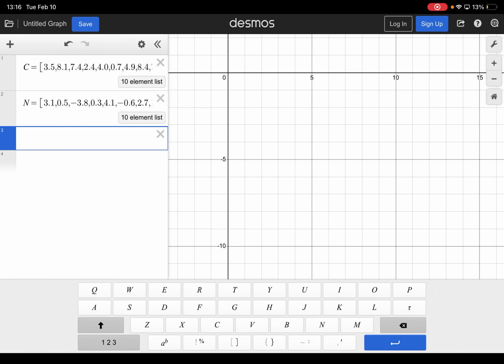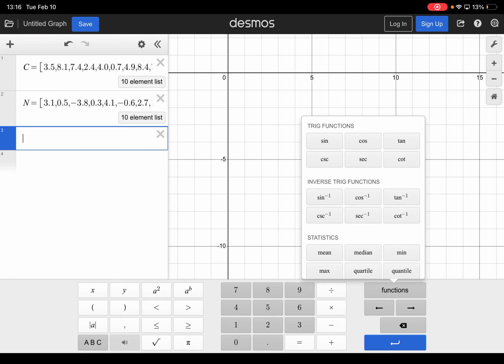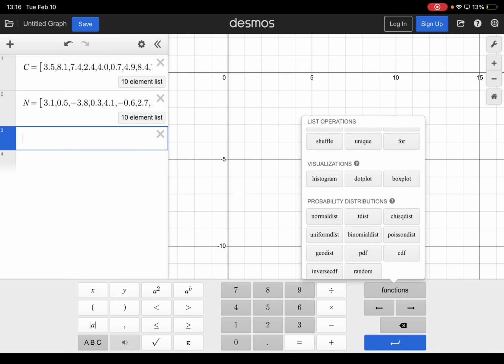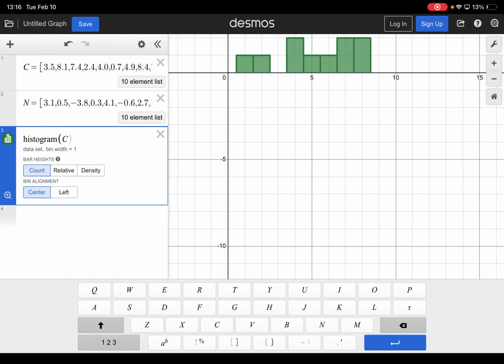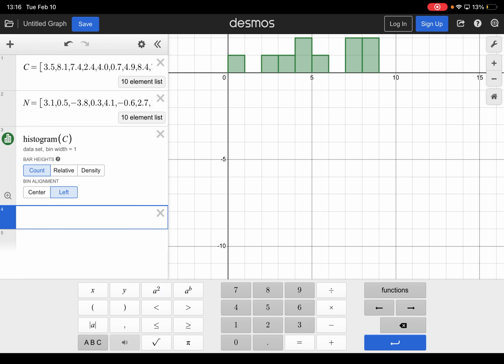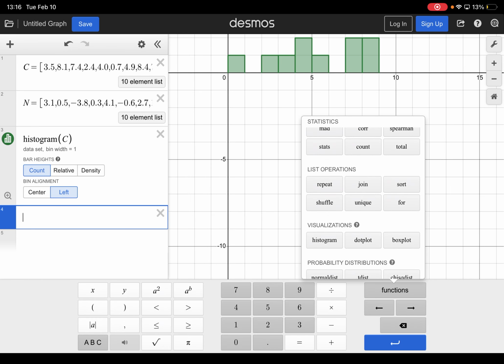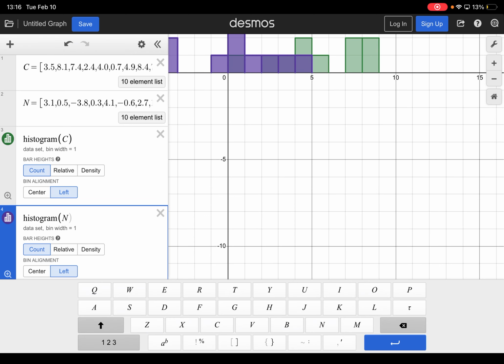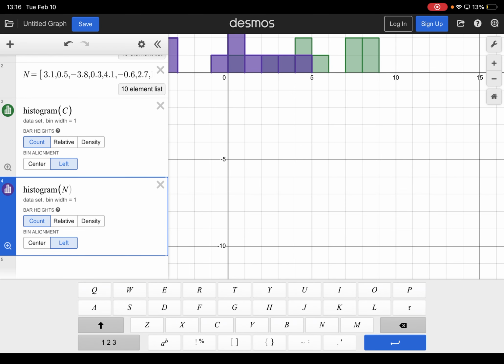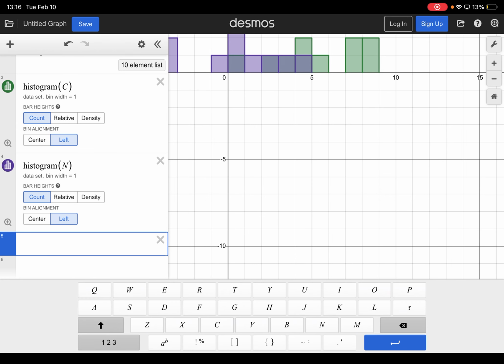So the first step, remember, is to go to functions, scroll down to visualizations, click on histogram. And then I'm going to do the histogram for C, which is my coffee, and make sure my bin alignment is where? To the left. Then I'm going to click on my histogram again for non-coffee drinkers. Make sure my bin alignment is to the left, and then I'm going to go find the bin width for each. What's the formula for bin width? Good. Range divided by the square root of n.